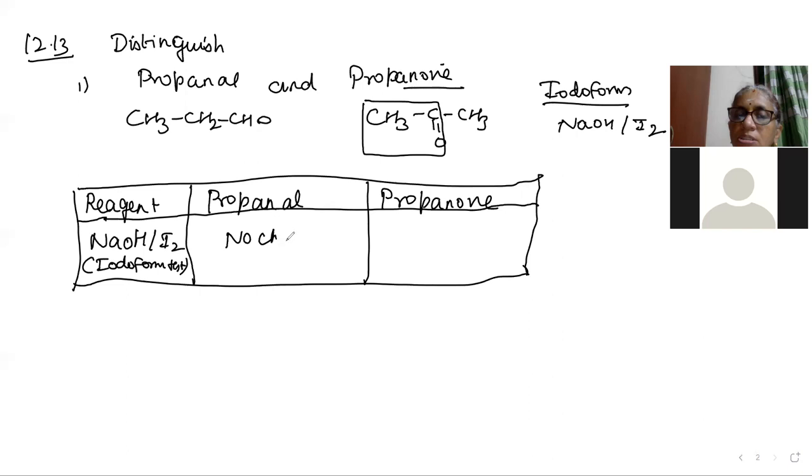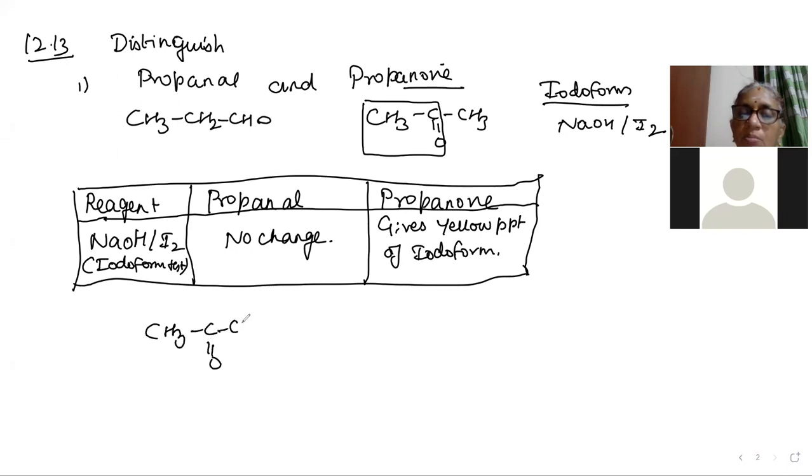Propanal, no change. Propanone gives a yellow precipitate of iodoform. Okay. See, if you clearly know the reaction, you can write it. You will not be expected to write the reaction for this distinguish type of question. If you just write the observation, it is enough. But those who clearly know the reaction can write it as an additional point.